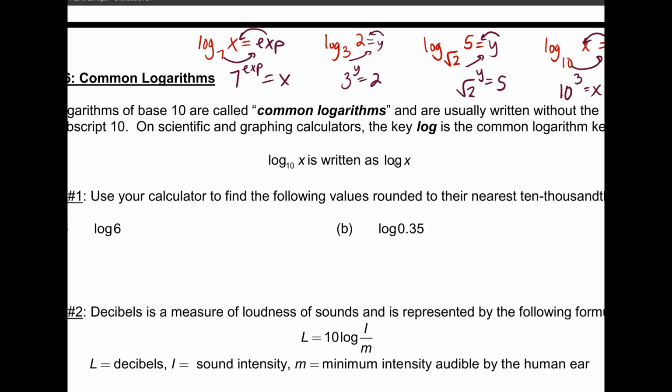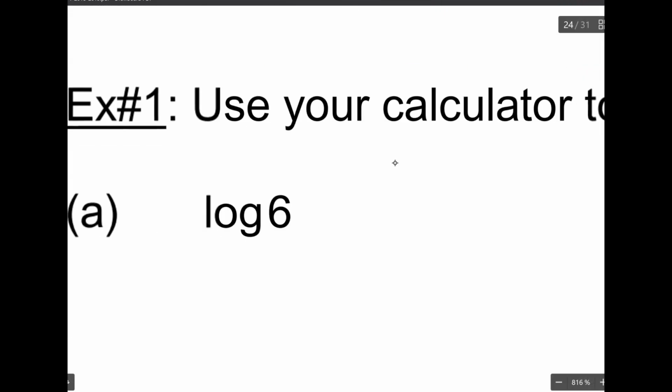All right. So if you type in log of 6, what do you get? I want it to the nearest 10,000th as well. Log base 6, what do I get? Do you see the log key on your calculator? Yeah. Okay, so literally push the log key and then put in 6 and then push enter. I can pull it up if you want me to.